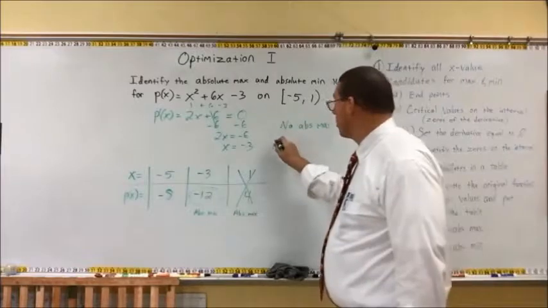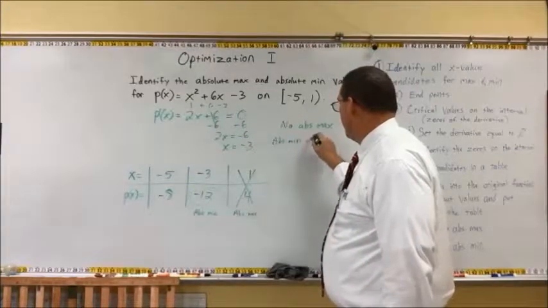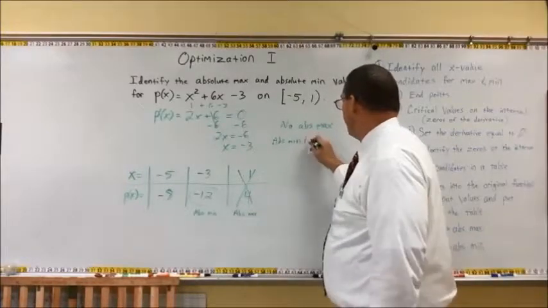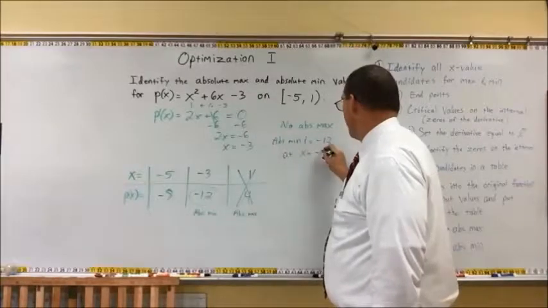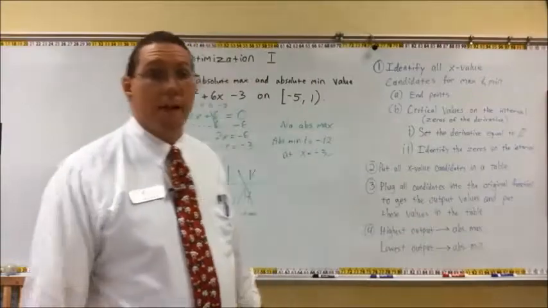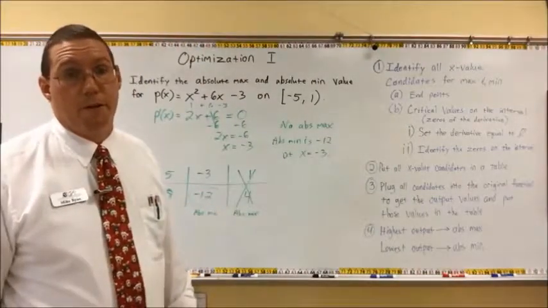And so what we're going to say is that there's an absolute minimum of -12 at x equals -3. And then there's no absolute maximum. Okay? And that's okay, because the extreme value theorem doesn't apply in this particular case.